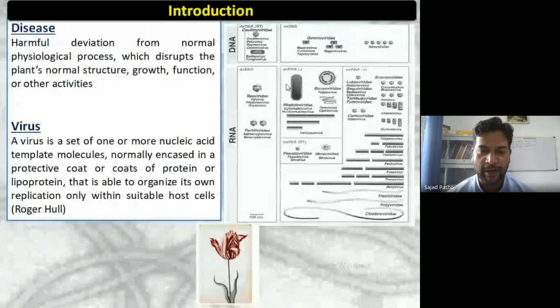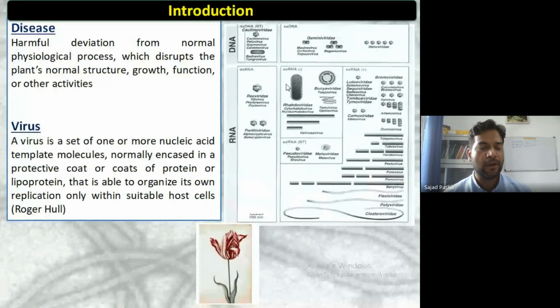For example, you might have seen in your fields how plants behave when there is a disease. Their growth gets retarded, their photosynthesis gets reduced, and the quality of the fruit and the produce is not up to the mark. When such things happen in any plant, human being or animal, we call it a disease. Dis and ease is a French word, which means away from ease. When somebody feels away from ease, we call it a disease.